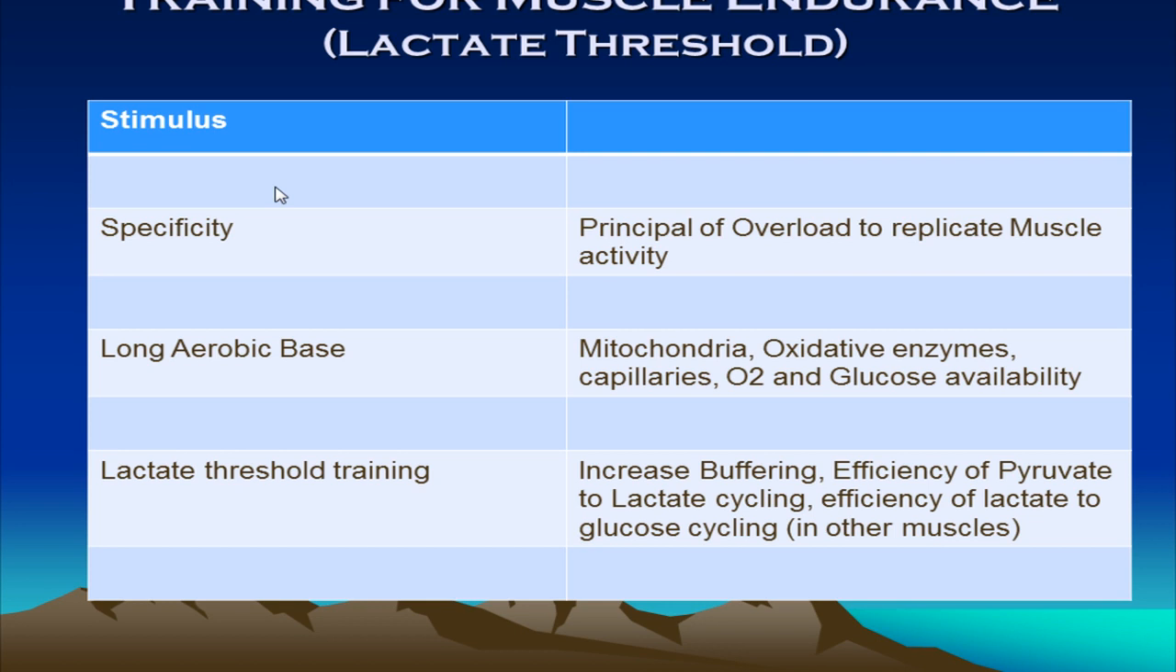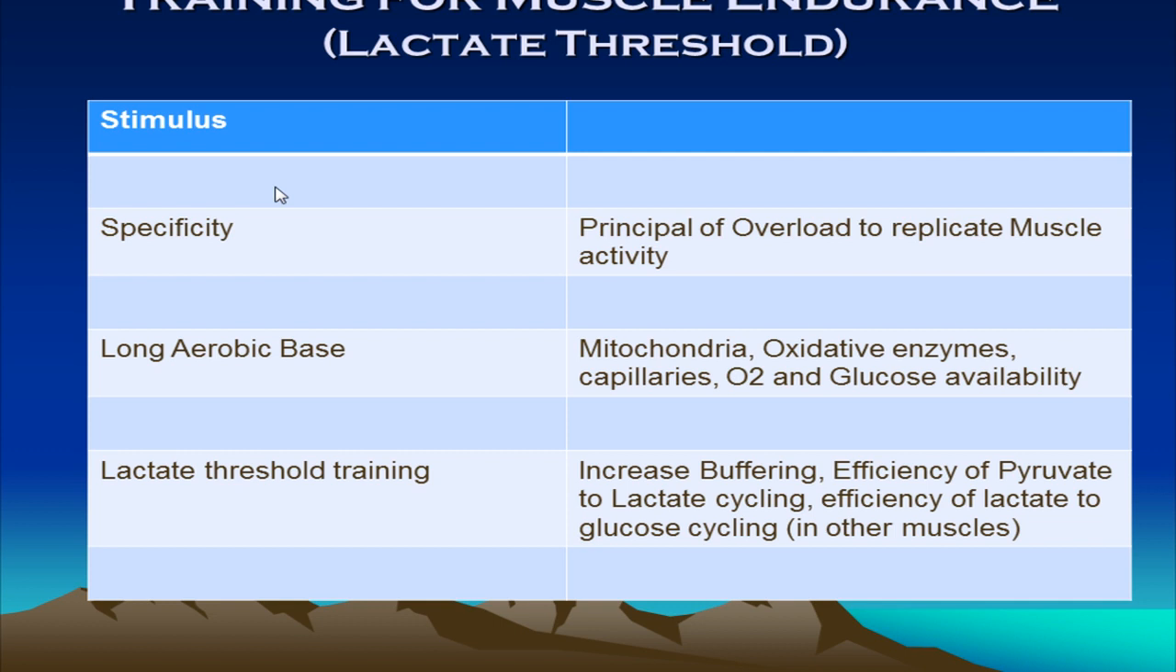Part of our training for localized muscle endurance will still involve a long aerobic base, because even though we're talking about lactic threshold, remember we talked about the mitochondria, the oxidative enzymes, the increase in capillaries or capillarization, and the ability to provide oxygen and glucose to the cells, and things like cardiac output. All those things that happen on a general level in the cardiopulmonary systems will help the availability of those things at the muscle level.